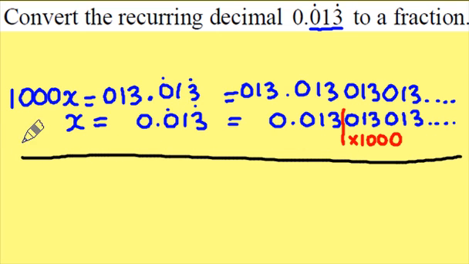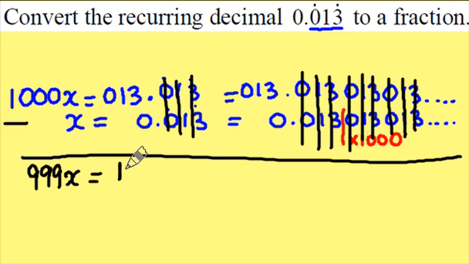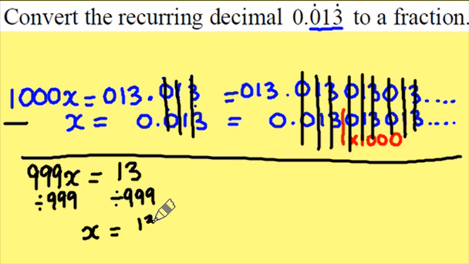Subtracting one away from the other, the 3's will go, as will the 1's and the 0's, so all the recurring components will in fact vanish. This leaves me with 999 x's, because 1000 x's take away an x is 999 x's, equals the number 13, because 13 take away 0 is just 13. Dividing both sides by 999 leaves me with my final answer, which is x is 13 over 999, and that's in its simplest form.